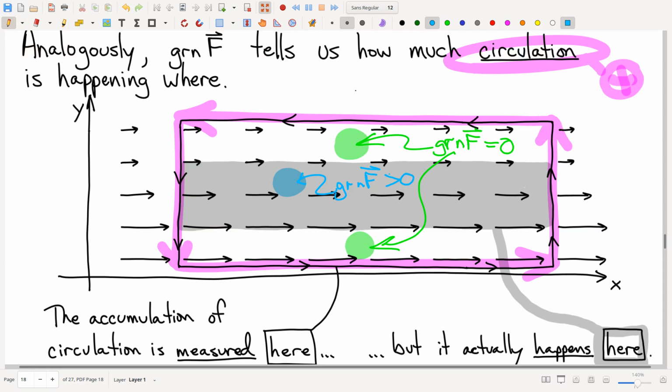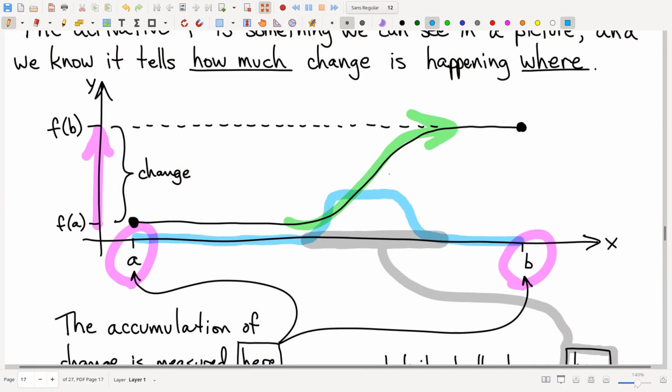In the same way, where's this change happening that we see in this function? Well, it's got nothing to do with what the function is doing way over here on the far left. There's no change happening there. And likewise, nothing to do with what's happening way over on the far right. Is that cool?